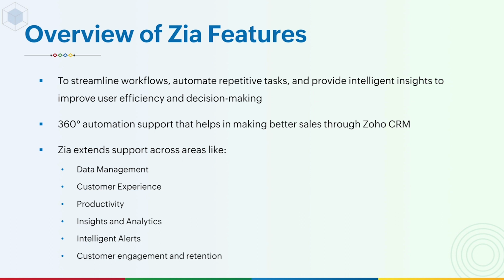Under intelligent alerts, we have Zia notifications, competitor alerts, anomaly detection, and trend analysis. Under customer engagement and retention, we have prediction builder and analytics, voice of the customer, AI scoring, and churn prediction.